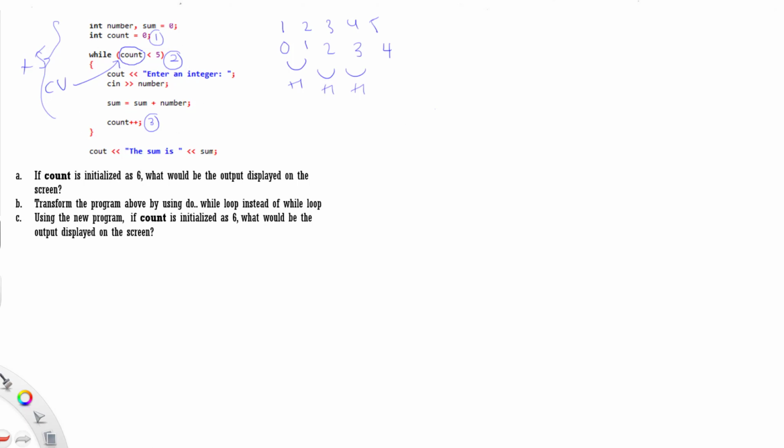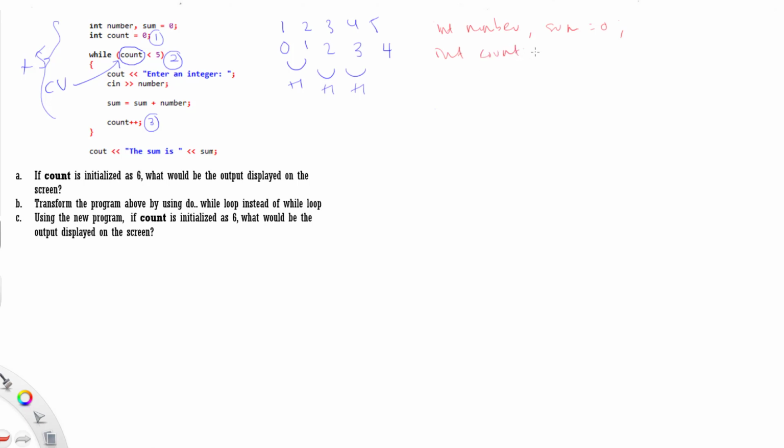Let's try to transform this program to a do-while loop. To do that, if you take a look at the first line, is it the same? Yes, it is the same. There's nothing to change there. So int number, sum equals 0. Then int count equals 0. Is that the same as well? Yes, that is also the same.